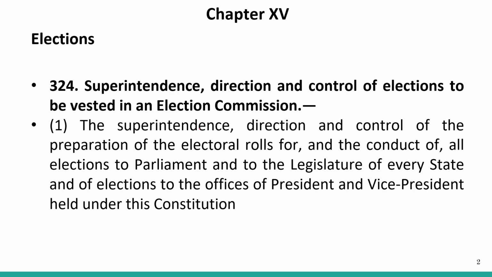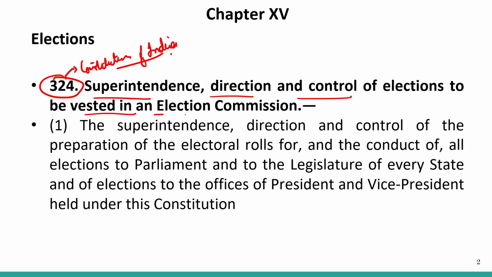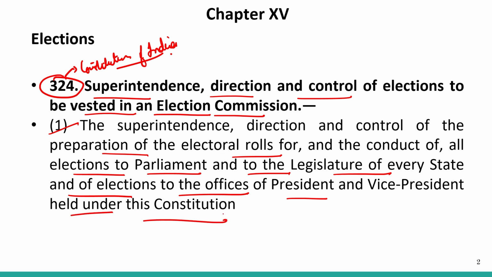Okay, let's move forward. If you see on the screen, it is saying Article 324 of the Constitution of India. It says superintendence, direction and control of elections to be vested in the Election Commission. The superintendence, direction and control of the preparation of the electoral rolls for and the conduct of all elections to Parliament and to the legislatures of every state, and of elections to the offices of President and Vice President held under the Constitution. Now you see, there are numerous things that have been mentioned here.